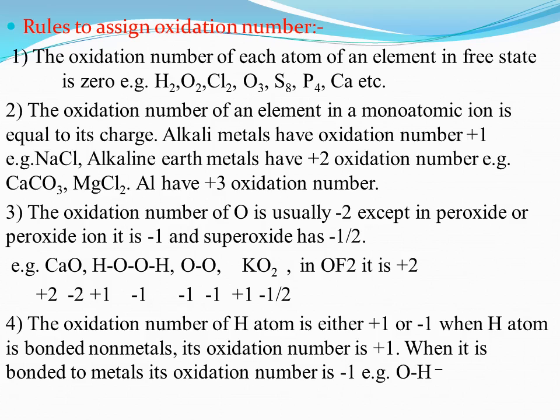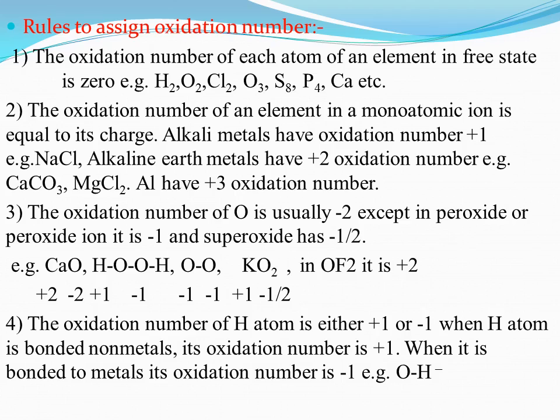Students, there are some rules for determination of oxidation number. See the rules to assign oxidation number. Number 1. The oxidation number of each atom of an element in free state is 0. Example, H2, O2, Cl2, O3, S8, P4, Ca, etc. Number 2. The oxidation number of an element in a monoatomic ion is equal to its charge.